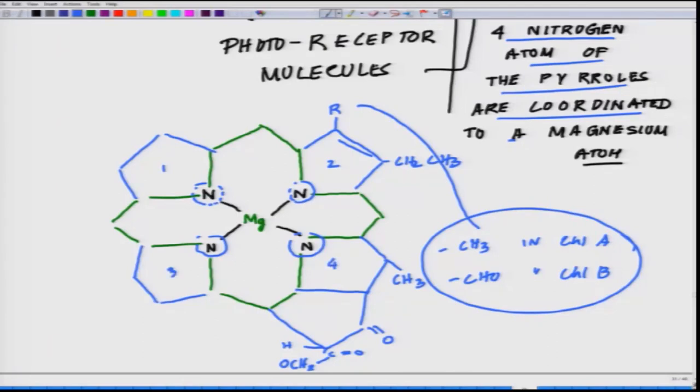Out here on this third ring, if I number them 1, 2, 3, and 4, in that context, this is CH with CH2, here you have CH3, here you have CH3 and H, and there you have CH2, OO, and there is an R group. I will talk about what that R group is later. It is a complex structure, it is taking a bit of time to put across. That's pretty much the structure. So you have a magnesium sitting at the center.